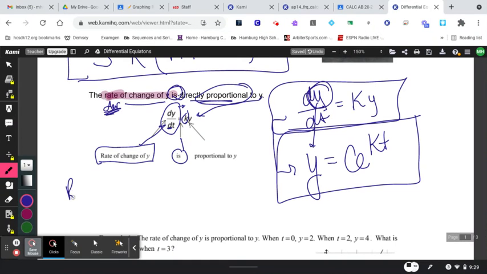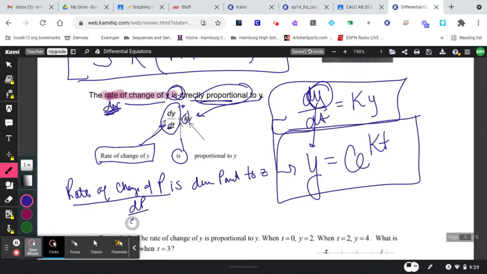Just to be clear, if they said the rate of change of P is directly proportional to Z, that would be the rate of change of P, which this time would be dP/dz, equals, directly proportional would be k, times Z. When I put that into this form, I'm not going to say y equals this time, I'm going to say P equals, because I'm integrating that side. P equals Ce^(kz). So again, it doesn't matter what the variables are, we just have to make sure we're in that same form.